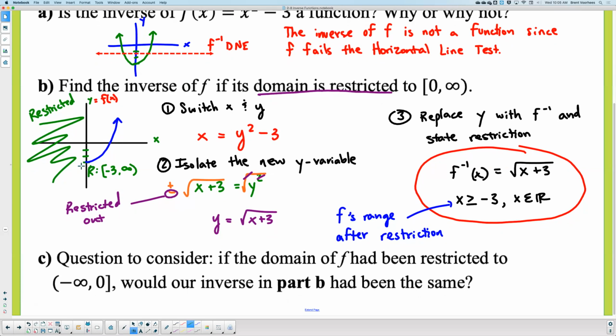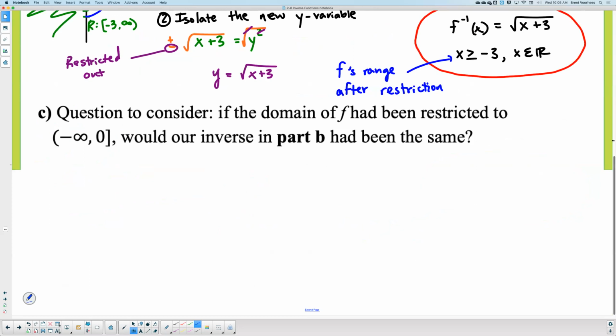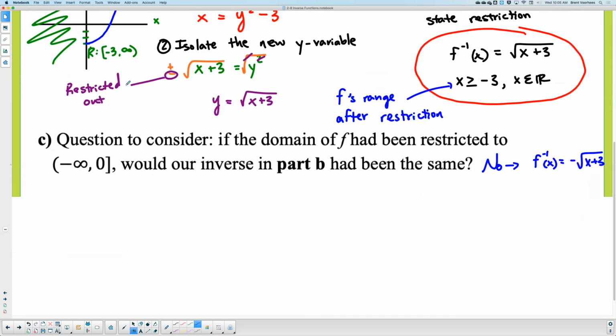If we only had the negative side, we would have taken the negative on the root. Does that make sense? Yeah, so go ahead and write the answer no. What would have happened is we would have had f equaling negative square root of x plus 3. We would have taken the negative answer, not the positive, because we had the negative domain. Does that make sense?